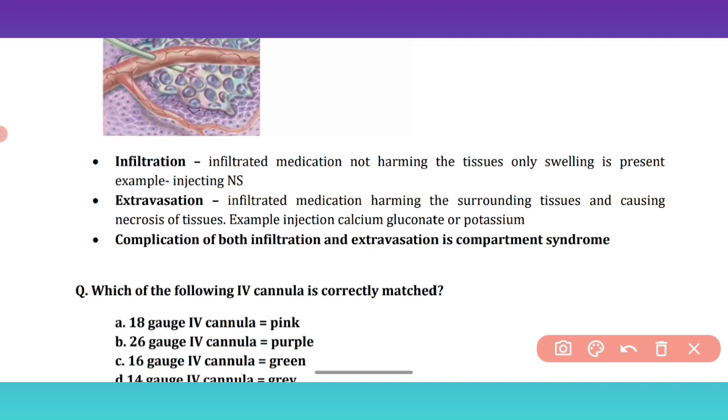Apart from that, what is the complication of infiltration and extravasation? See, the main complication is compartment syndrome. Whenever you come across the word compartment syndrome, that is swelling of the muscles and swelling of the tissues, which is going to compress the blood vessels. So in compartment syndrome you have to think about what? The 5 P's: pain, pallor, paralysis, paresthesia and pulse.